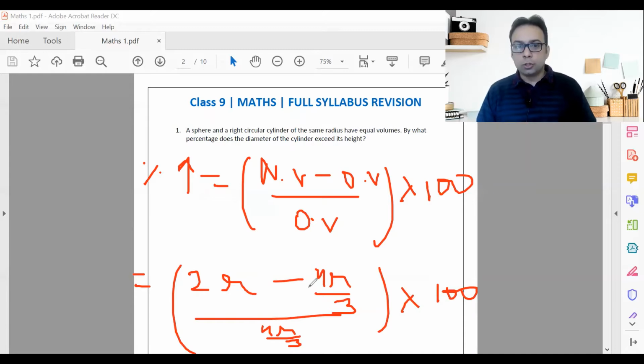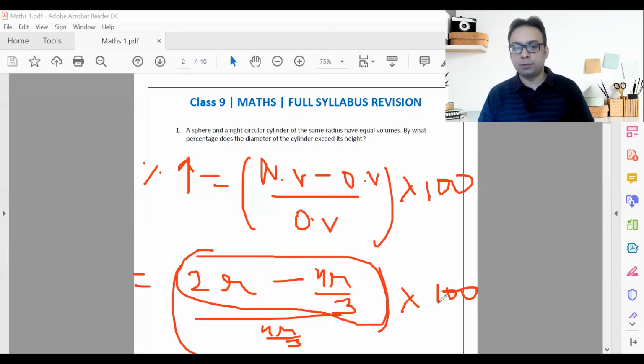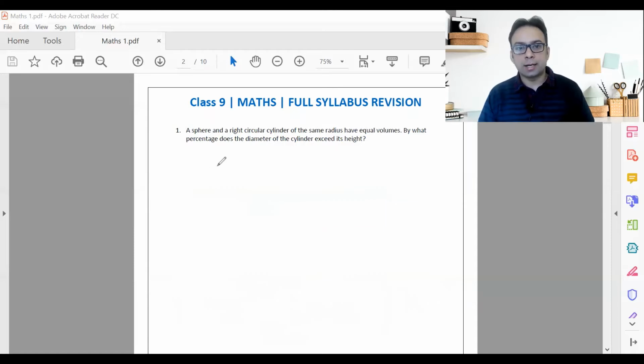Correct? So if you simplify the numerator, you have to take LCM obviously, and your LCM will be 3. So let's put 2r by 1. LCM becomes 3. 3 gets multiplied with 2, that becomes 6r. Correct? So 3 times 2r becomes 6r. 6r by 3 minus 4r by 3. That makes it how much? 2r by 3. That leaves you with 2r by 3.